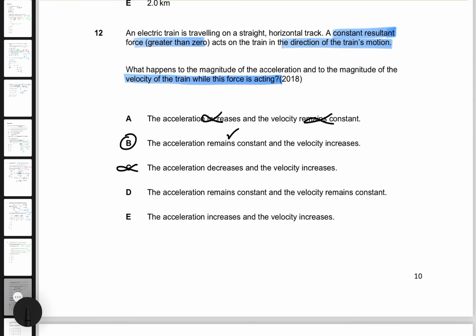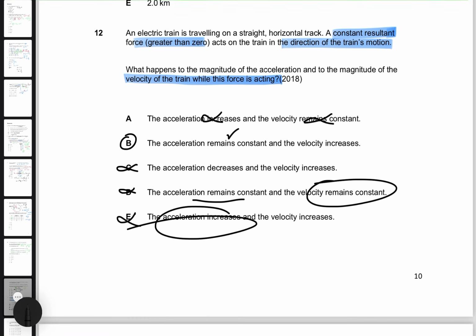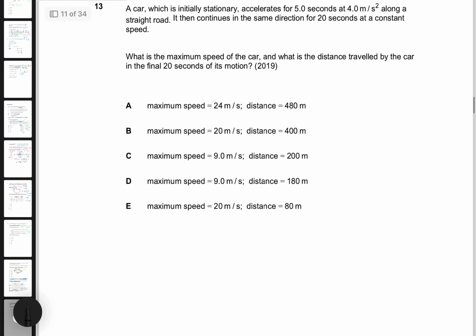C is not correct because the force is in the same direction, so it's definitely going to impose a constant acceleration, not decrease it. D is correct in the fact that acceleration remains constant, but velocity does not remain constant if acceleration is a certain value. Of course, if you have acceleration, then your speed or your velocity will increase. And E is definitely not correct because acceleration does not increase.